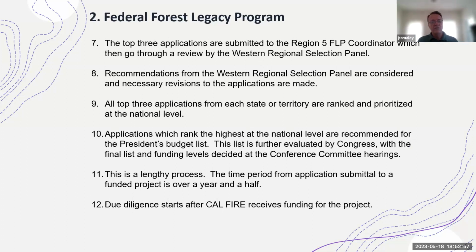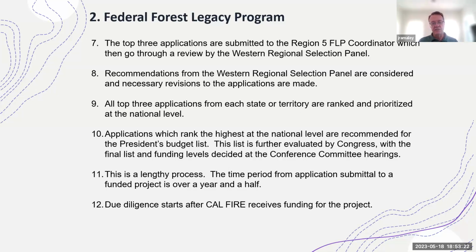The top 3 applicants were allowed to submit only 3, and a total of $20 million. These then go to the Western Regional Selection Panel, and those are considered, and necessary revisions to the applicants are made. So this then gets kicked back. So it's kind of an iterative process. And then all the top 3 applicants, because what you're doing is you're cleaning up your application, are now going to the national level.